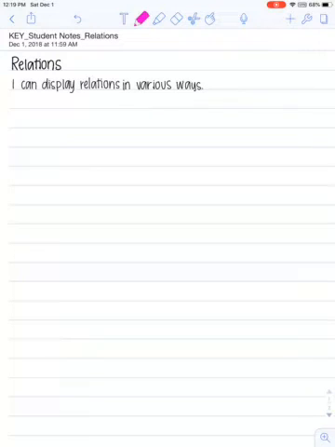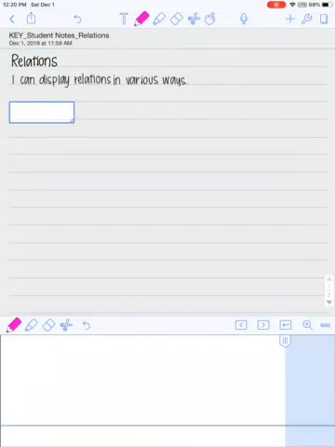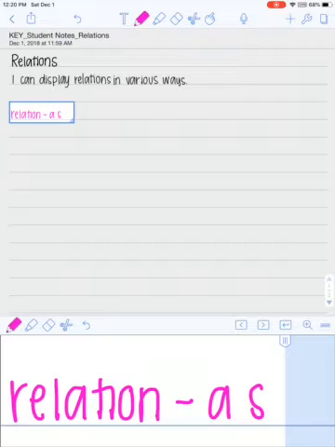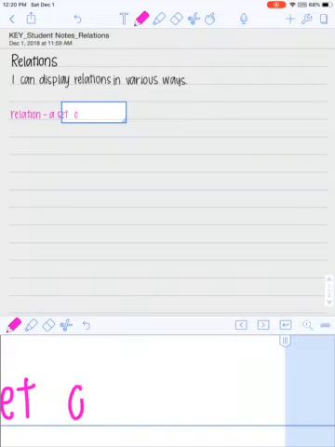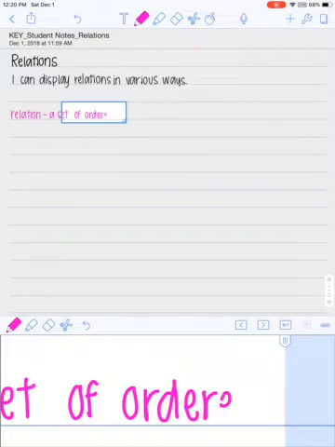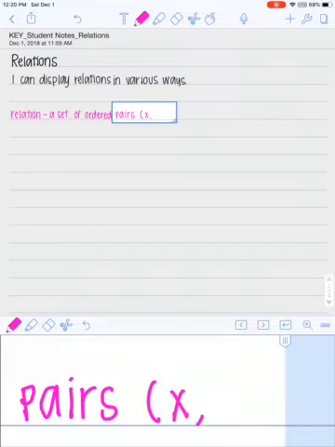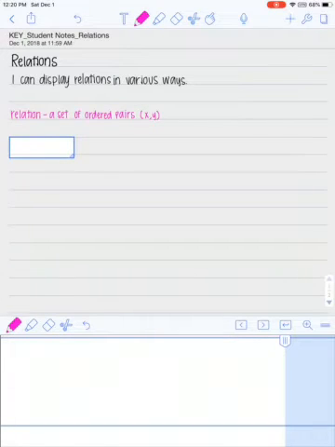So before we talk about the ways to display relations, we're going to define what that means. So a relation in mathematics can be defined as a set of ordered pairs. So go ahead and add this definition under your I can statement, a set of ordered pairs. And if we need a refresher on what an ordered pair is, those are those x, y values in parentheses that tell us where a point would be placed on a coordinate plane. So a relation is a set of ordered pairs.